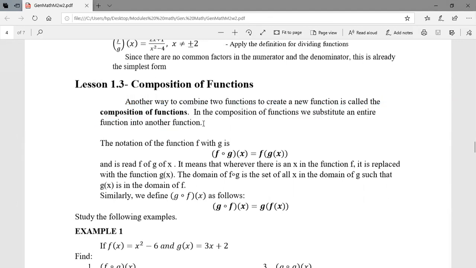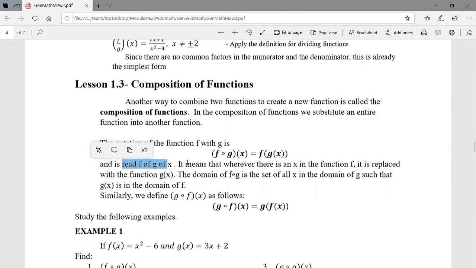Buok function ato i-substitute sa isa ka function. So the notation of function f with g is f of g of x is equal to f of g of x. So, and is read as f of g of x.